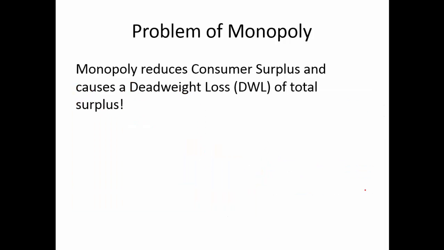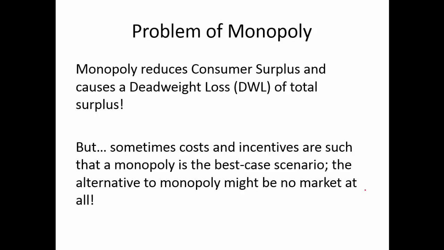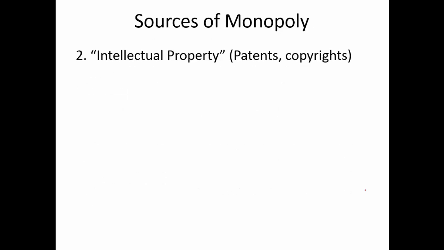Okay, so recall our problem of monopoly is the deadweight loss of total surplus because they raise prices and reduce quantity. But here's the catch. Sometimes, because of problems of cost structures or incentive structures, monopoly is actually a best case scenario. In other words, in some cases, if we didn't have monopoly, we might not have production of the good at all. So in some cases, we're stuck with monopoly. We need to learn to live with it, learn to appreciate it.